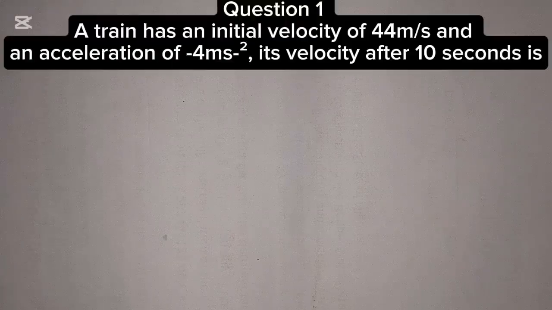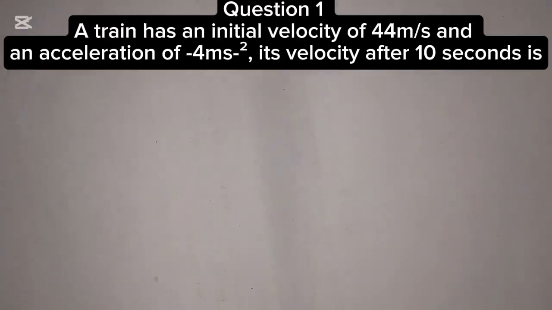Okay, in this video we do some calculations on motion before we move to momentum. Our first question is: a train has an initial velocity of 44 meters per second and an acceleration of minus 4 meters per second squared. Its velocity after 10 seconds is?